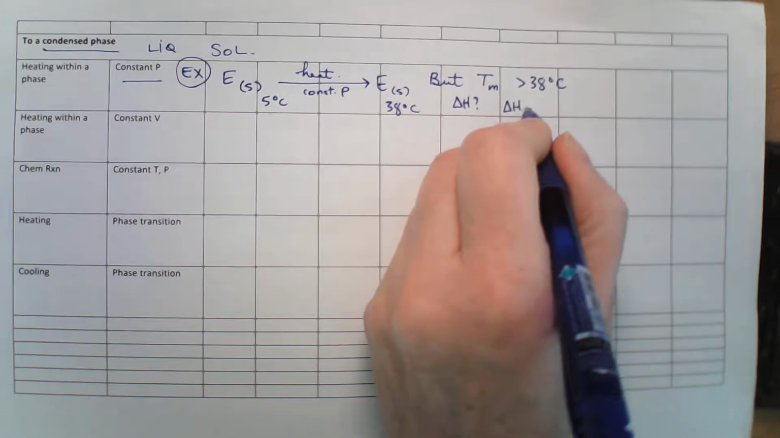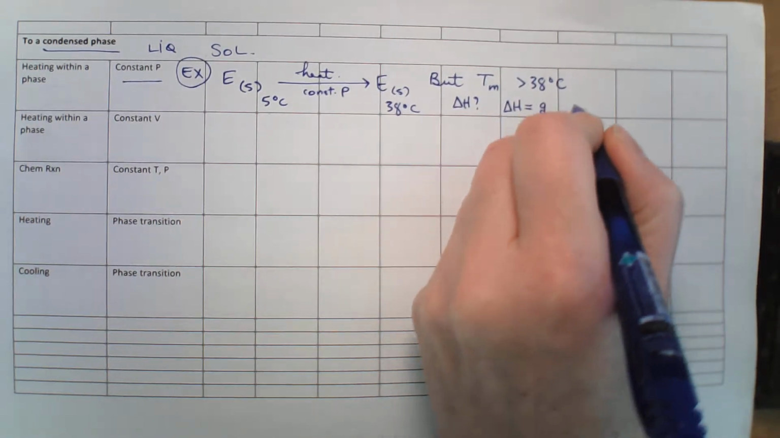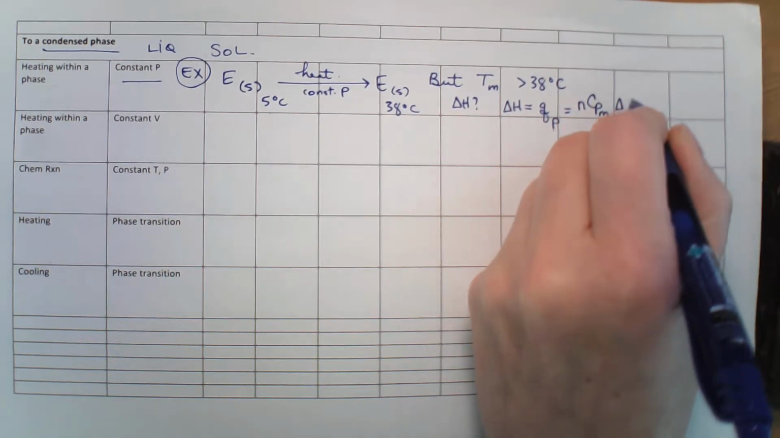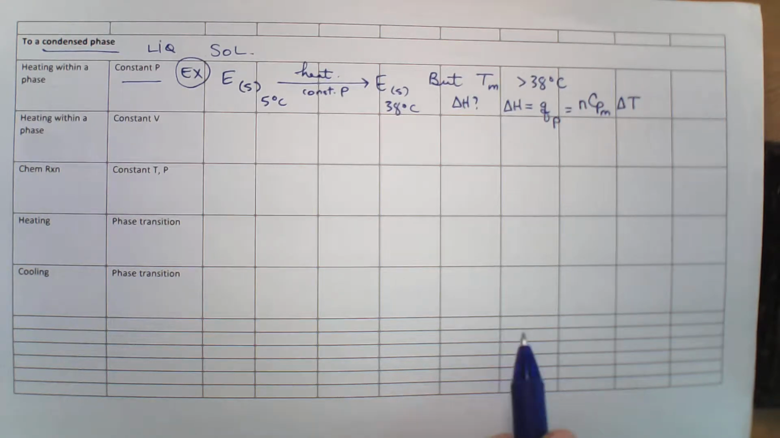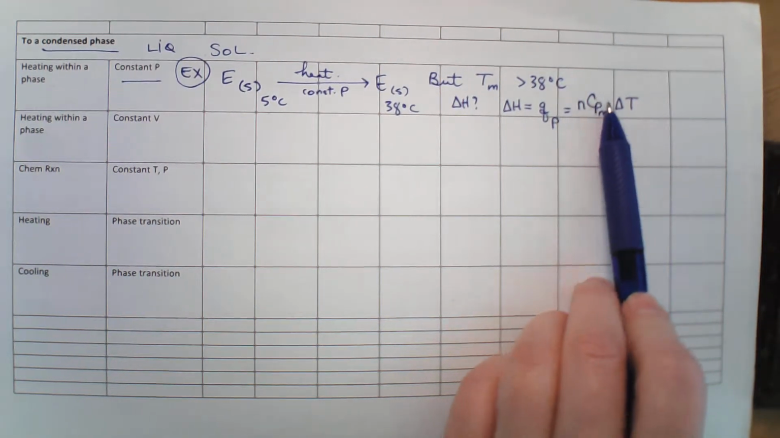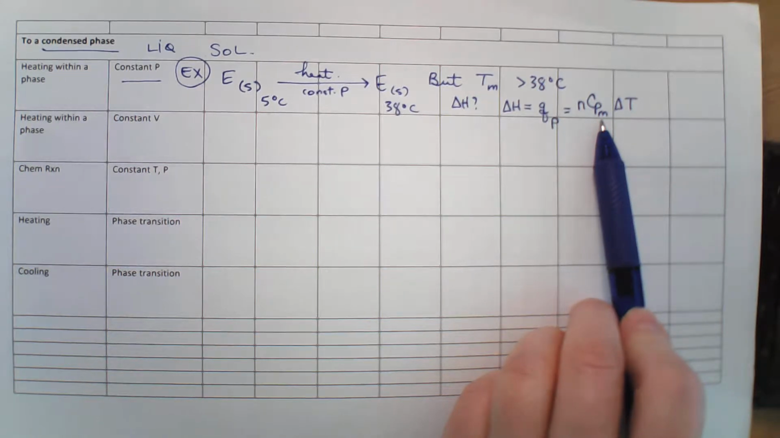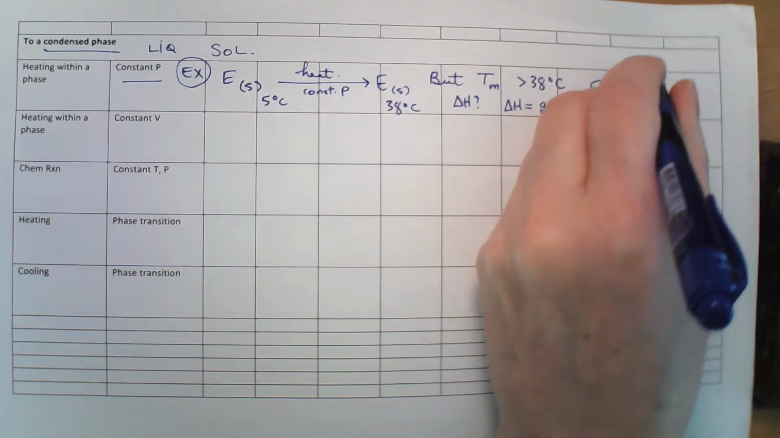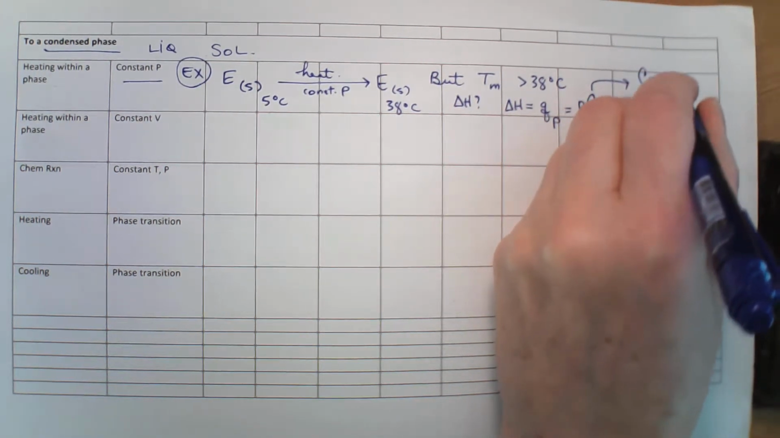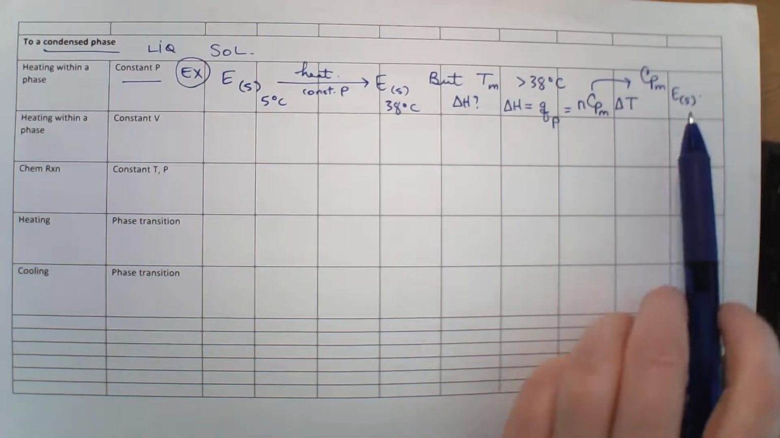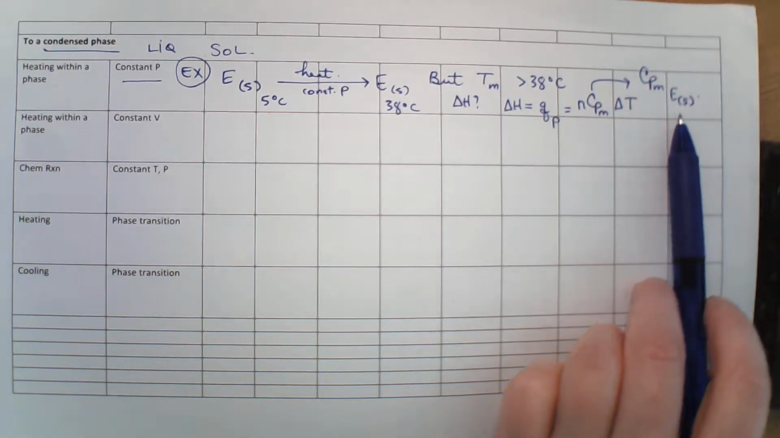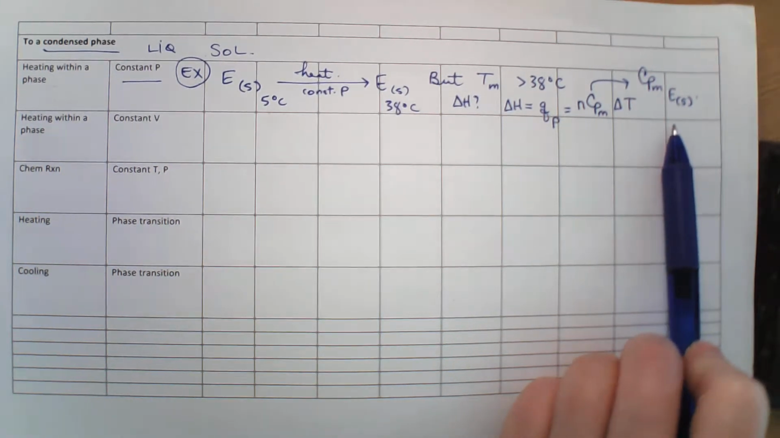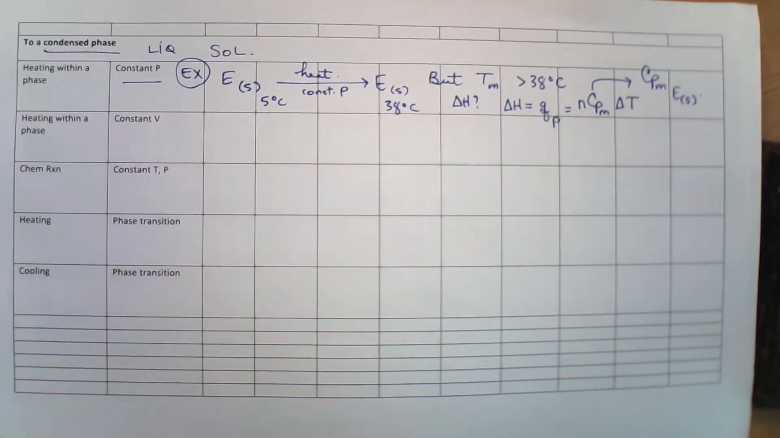Well, delta H is the same as Q sub P, and so it is equal to n Cp molar for that substance times the change in temperature. And so you would have to know what the heat capacity is for E solid. So that would be the molar heat capacity for E as a solid. Because the heat capacity for a substance depends on its phase, it's not the same for a solid as it is for a liquid or as it is for a gas. So that's all there is to this one.